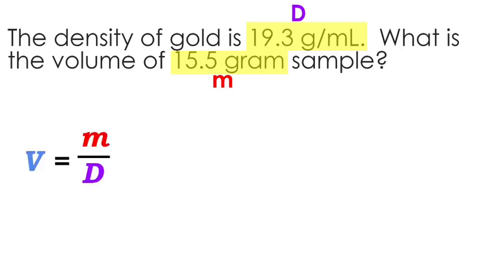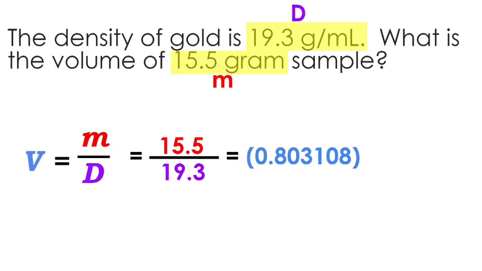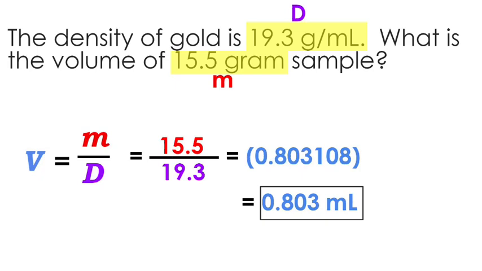So here we're solving for volume, and we can either use that rearranged version of our equation, or in just a moment I'll show you the dimensional analysis version. But if you can rearrange that equation, it is pretty simple, just to plug in that mass divided by our density. And in our calculator, we come up with 0.803108. This time, both of our numbers in the problem agree. They both have 3 sig figs, so our answer is going to have 3 sig figs, so 0.803. And since this is volume, this is going to be in milliliters.